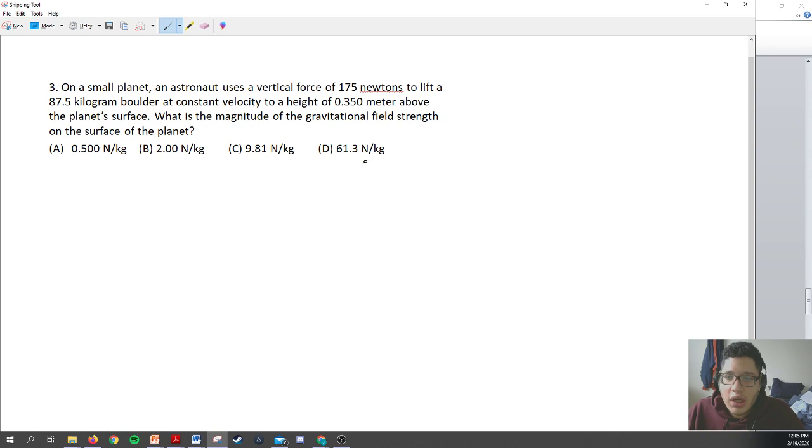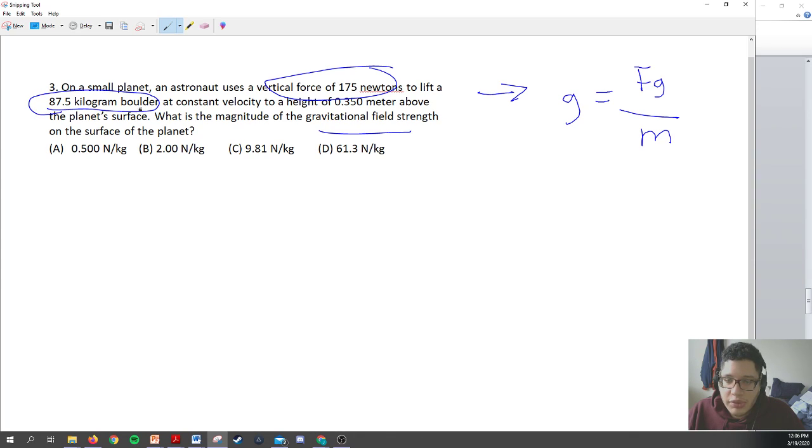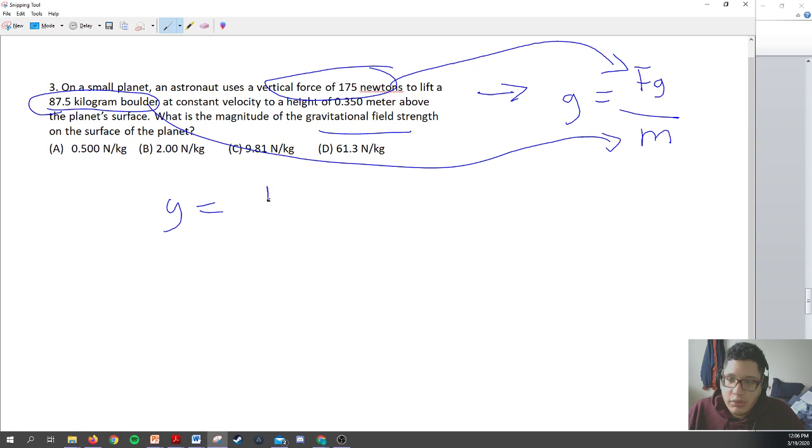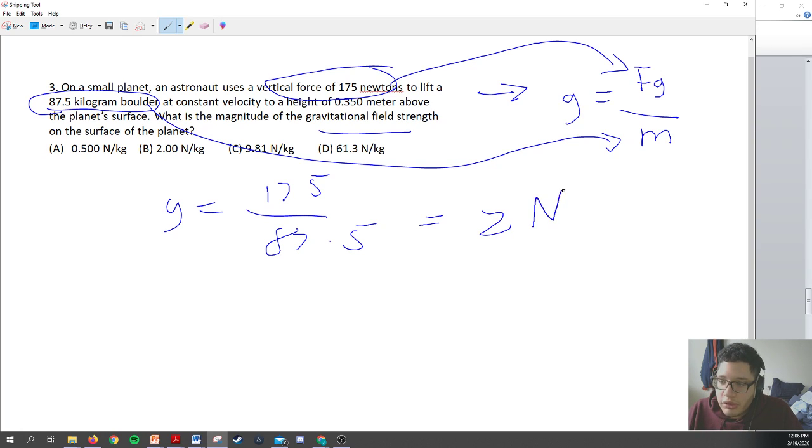we are given a force of 175 newtons. Well, first of all, we know gravitational field strength should always be g equals Fg over m. We're given a force of 175 newtons. We're told that the boulder is 87.5 kilograms, so that's going to be my mass. The vertical force is my Fg. So this is just going to be g equals 175 over 87.5. I think this is 2. Yeah. Which is 2 newtons per kilogram.